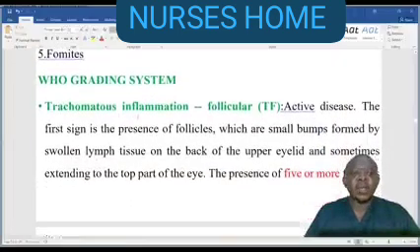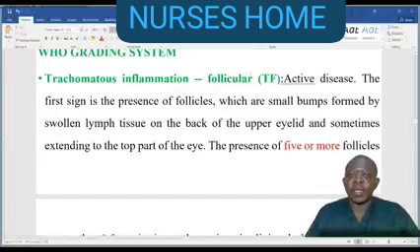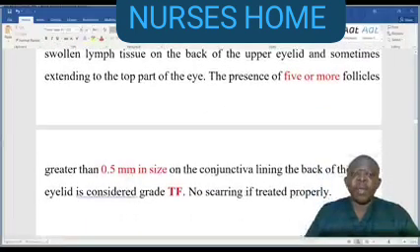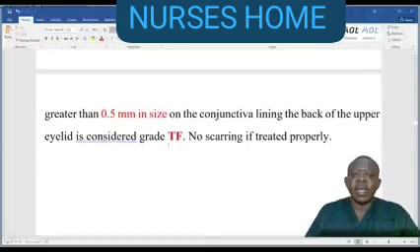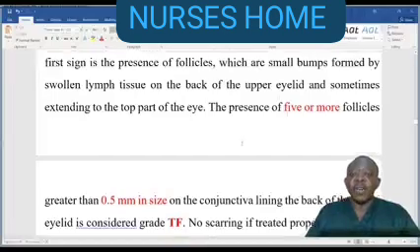Okay, so now let us look at the World Health Organization grading system for trachoma. So we have trachomatous inflammation, written as TF, or the follicular stage. Here, there is active disease. The first sign is the presence of follicles, which are small bumps formed by swollen lymph tissue on the back of the upper eyelid and sometimes extending to the top part of the eye. The presence of 5 or more follicles greater than 0.5 millimeters in size on the conjunctiva lining the back of the upper eyelid is considered grade TF. No scarring, if treated properly, may result.